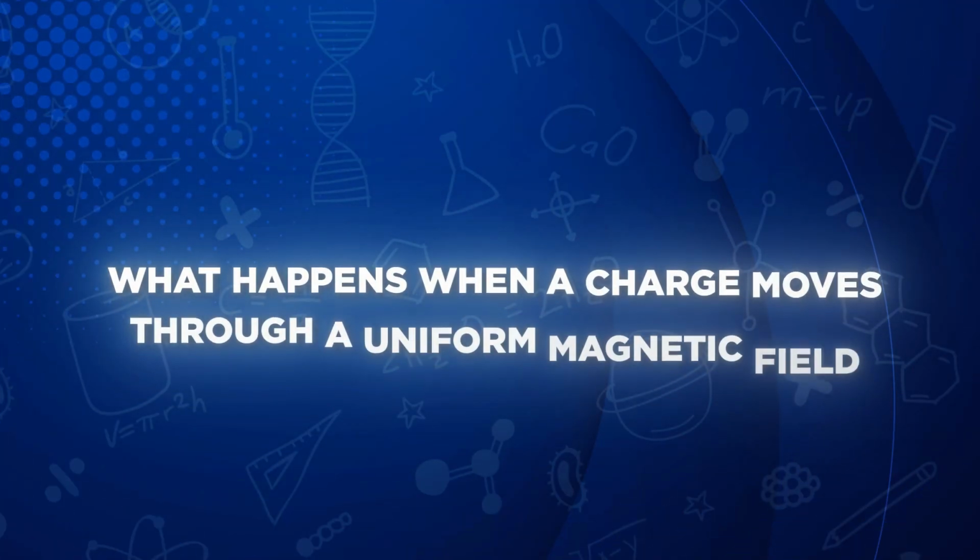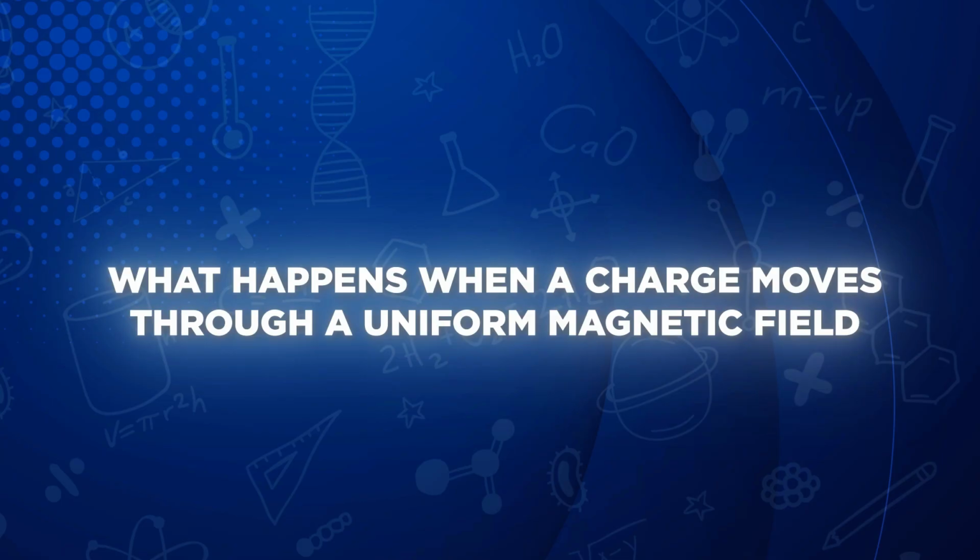So in this lesson, we're going to go through a specific example of what happens when a charge moves through a uniform magnetic field. Because the magnetic force we talked about is perpendicular to the velocity, if the magnetic field doesn't change, then the magnetic force acts as a centripetal force, and we end up with an interesting result: the charge will move in a uniform circular path.